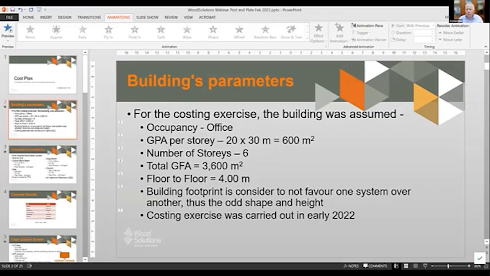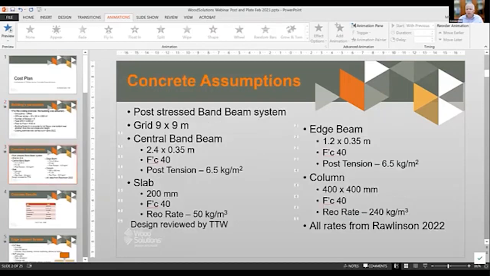So we see this being a little bit modular and would work forward with that for wider and taller buildings. So the concrete assumptions, and again I'll just rush through these. They're just a standard post-stressed band beam system, and we saw a timber version earlier on. Now this is the concrete one. We did that against a 9x9 meter grid, and we used the rates from Rawlinson, and the design was reviewed by T2W. So that was the basic concrete one.